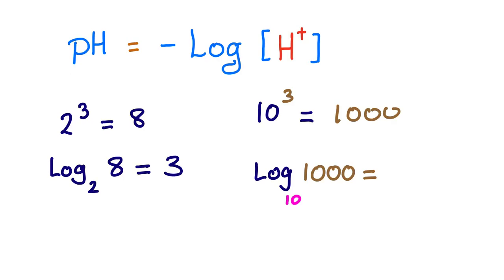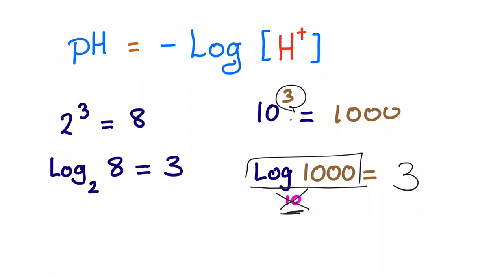So what about this example? 10 to the third power is 1000. So logarithm base 10 of 1000 equals, yes, 3. When the base is 10, we can neglect it. So when I say logarithm 1000, that means that the base is 10, even if I did not mention it. The answer is 3.